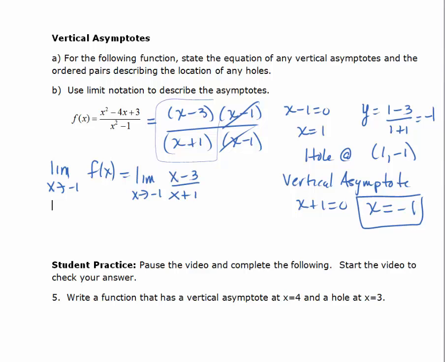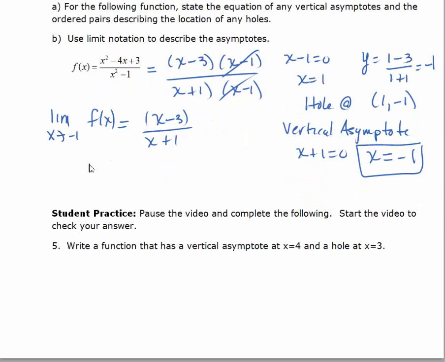Since the x minus 1's cancel, the limit's going to be the same with those factors or without them in there. From here we'll set up a sign chart. We know that the numerator equals 0 when x equals 3. The denominator equals 0 when x equals negative 1. I care about what's happening to the left and the right of negative 1. So I'll pick a test point to the left of negative 1, say negative 2, and to the right of negative 1 and between negative 1 and 3, which would be 0.